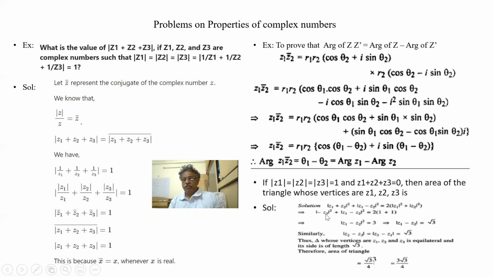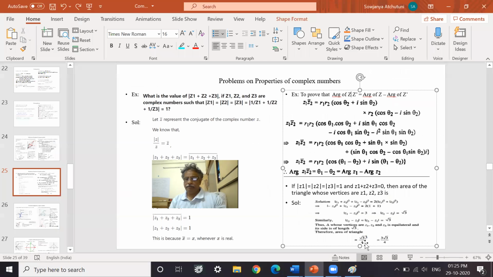So mod Z3 is also 1. 4 minus 1 becomes 3. So mod of Z1 minus Z2 is root 3. That means the distance between points Z1 and Z2 is root 3. Similarly, Z2 minus Z3 is root 3, Z3 minus Z1 is root 3. This is an equilateral triangle of side root 3. So half base into height, I am getting 3 root 3 by 4.